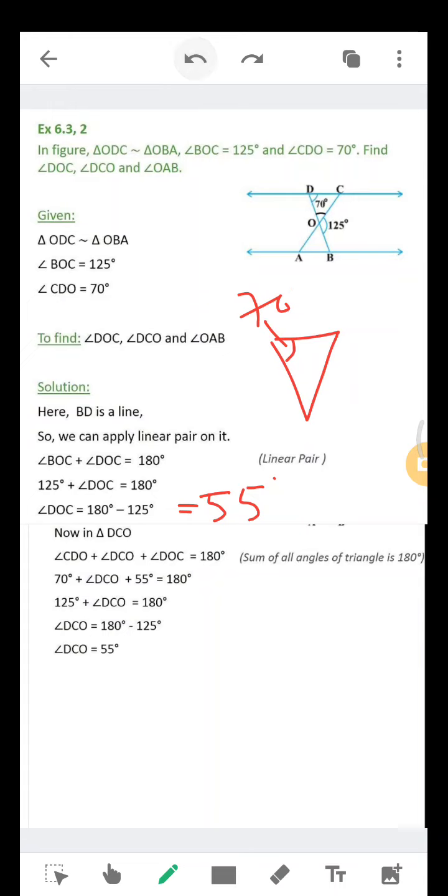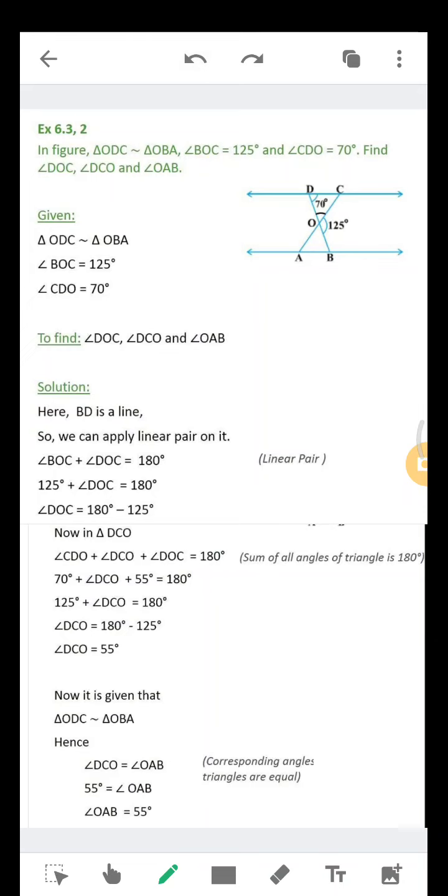What is the leftover angle now? We have to find the leftover angle, that is OAB. So let's see how to find the angle OAB. It is given that these two triangles are similar. Triangle ODC is similar to triangle OBA. So we can say that whatever is angle DCO, the same will be OAB. Because DCO is 55, OAB will also be 55 degrees.